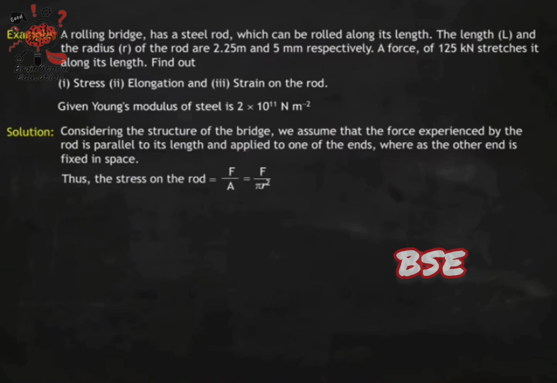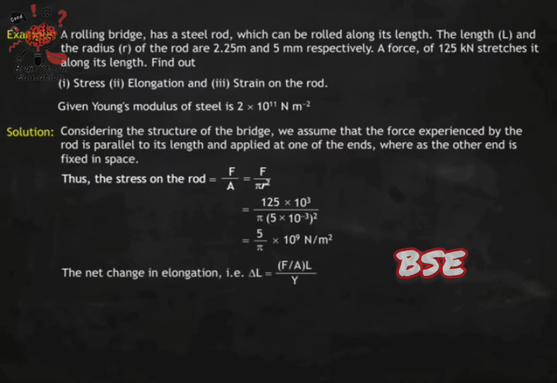Thus, the stress on the rod equals F/A equals F/πr² equals 125 × 10^3 / (π × (5 × 10^-3)²) equals (5/π) × 10^9 newtons per square meter.